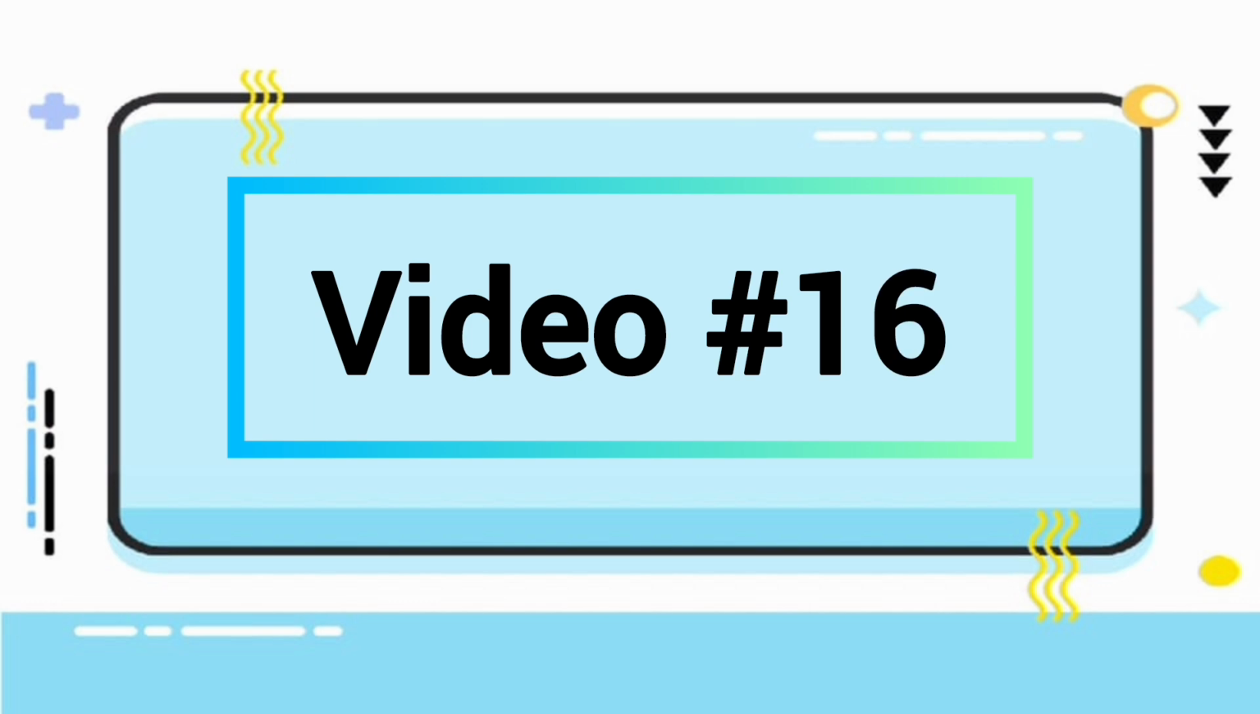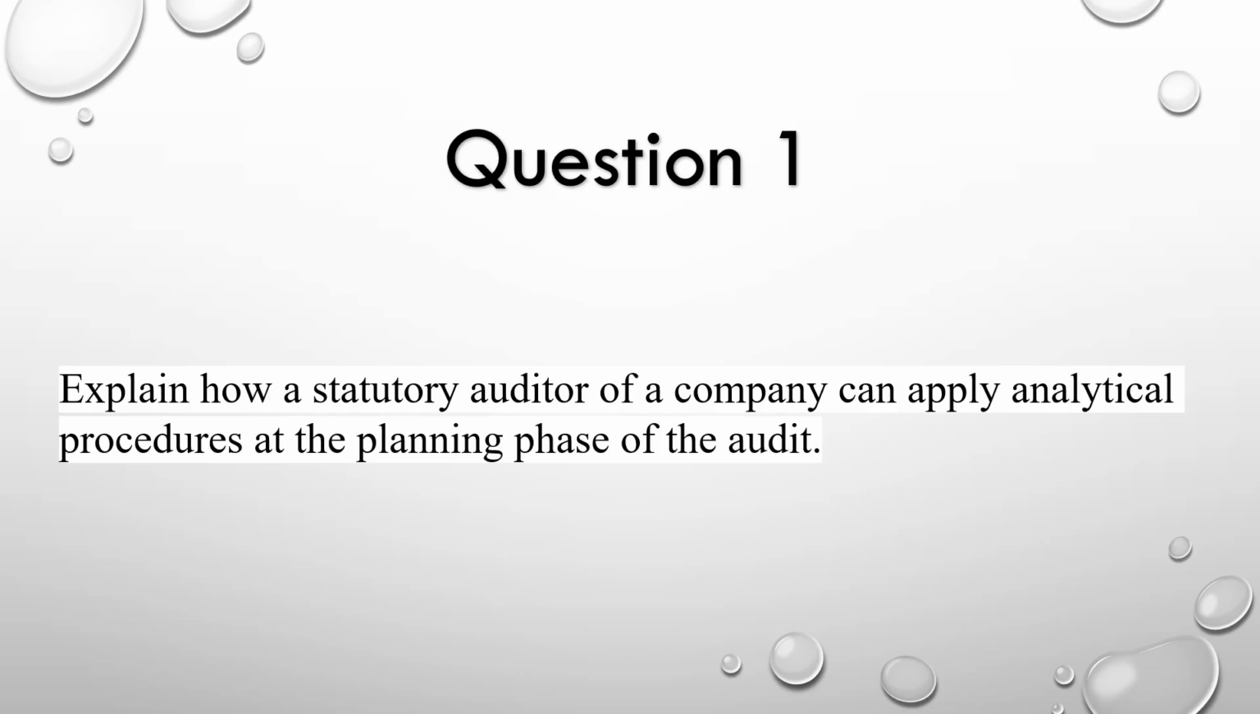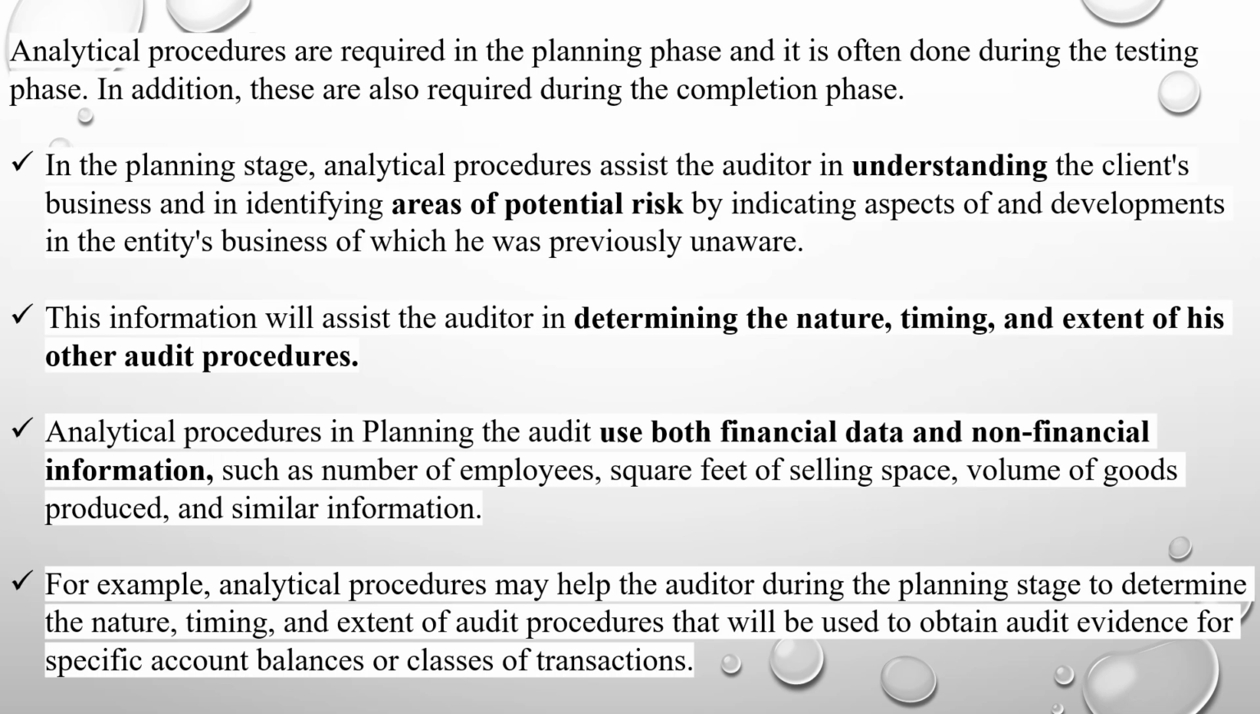So let's get started. Question number 1 is explain how a statutory auditor of a company can apply analytical procedures at the planning phase of the audit. Analytical procedures are required in the planning phase and it is often done during the testing phase. In addition, these are also required during the completion phase.